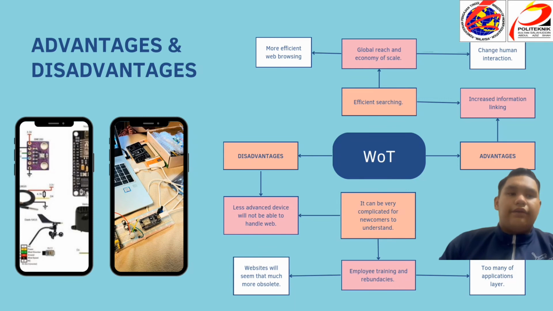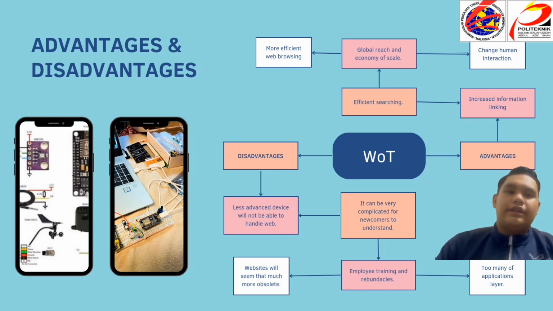These are the advantages and disadvantages. First, we go to the advantages. First, the advantage is increased information linking. The second is efficient searching, global reach and economy of scale. After that, changed human interaction, and last is more efficient web browsing.